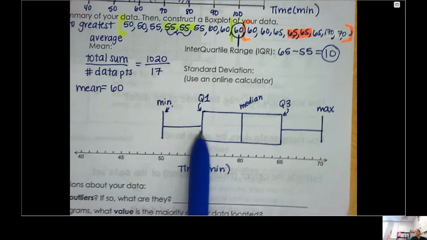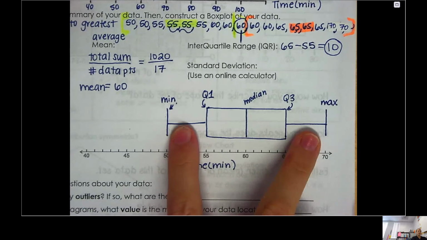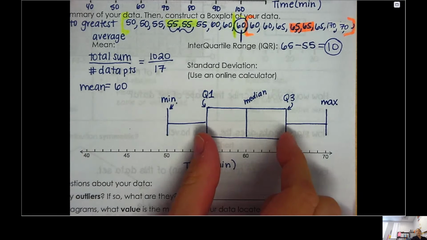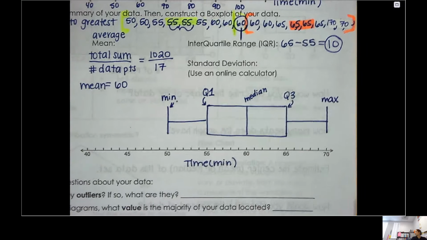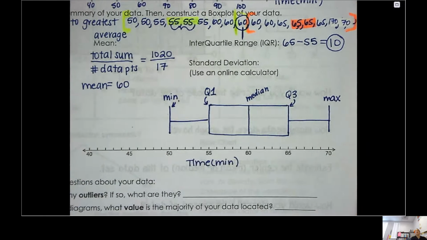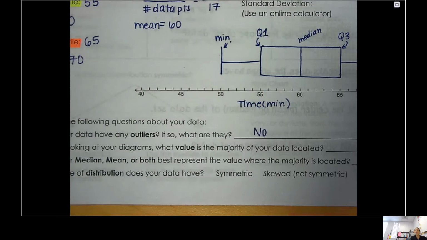And here's how you can see the outlier. You look for the whiskers. If you have a really, really long whisker and your boxes are all together, then you've got an outlier. But my whiskers look to be about the same length as everything else, so I don't have any outliers. So your answer there is no outliers.